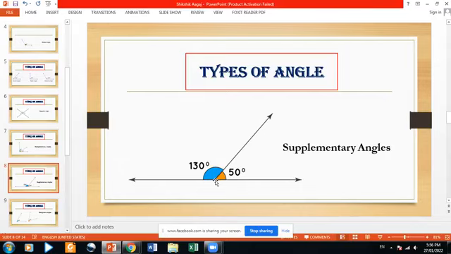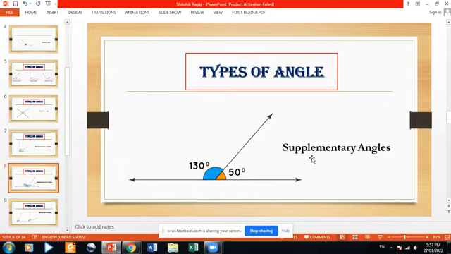the vertex, the origin point, and another ray is here, and because of this ray, this whole line is divided into two parts. The line is in opposite directions, here is the left side, here is the right side, and there are two angles. So these are linear pair angles, and the sum of a linear pair is also 180 degrees.